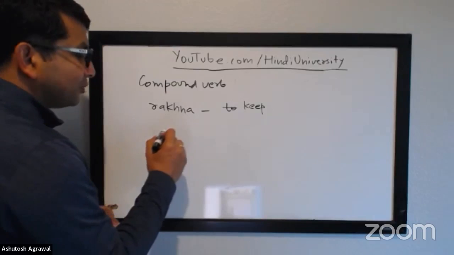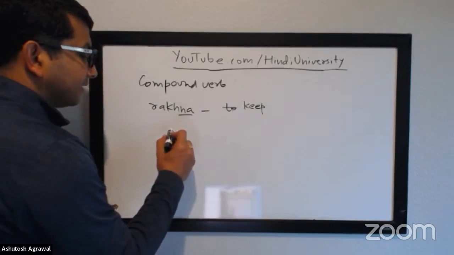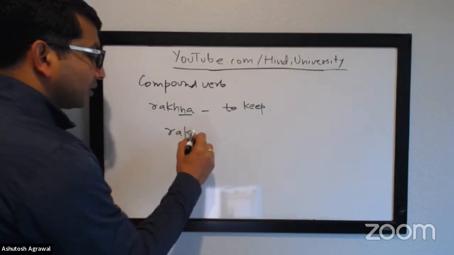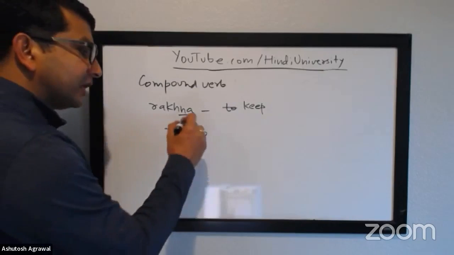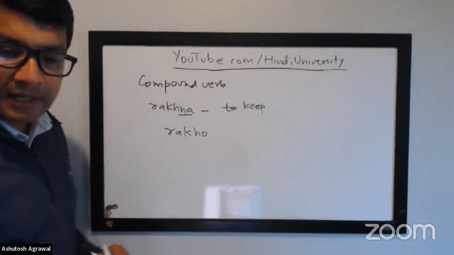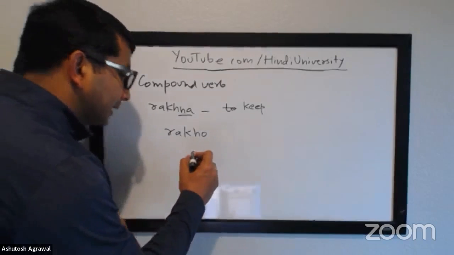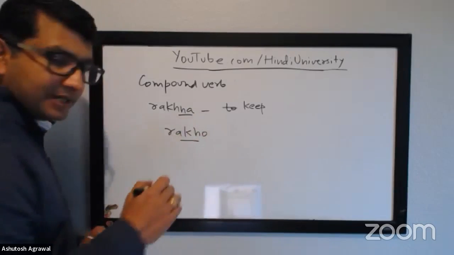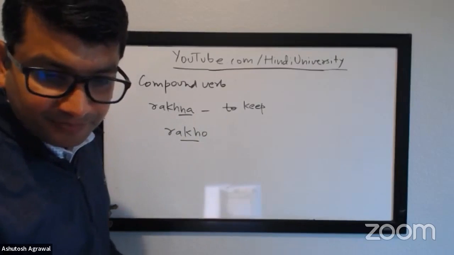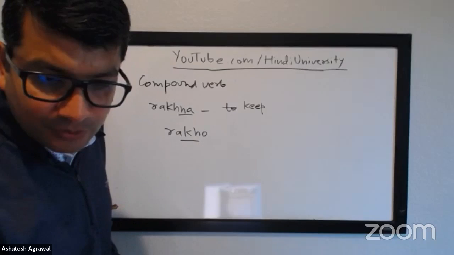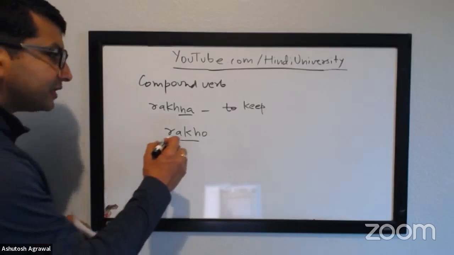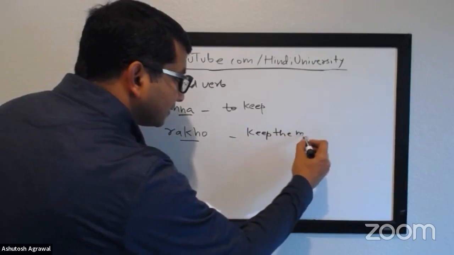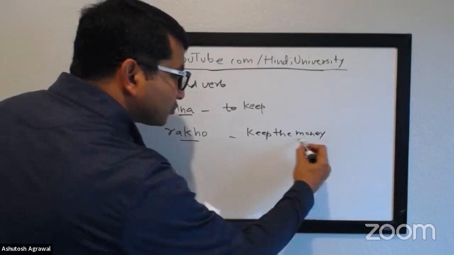Let's say I'm using rakhna in the form of the imperative, rakho. As you know, the imperative is rakho, rakhiye, rakhiega, and rakh. Imagine I'm saying keep the money to someone in the form of imperative. Let's see who would like to try this one out. Sharanji, you want to try this one out? How will you say keep the money? Money, we'll just use the term paise.